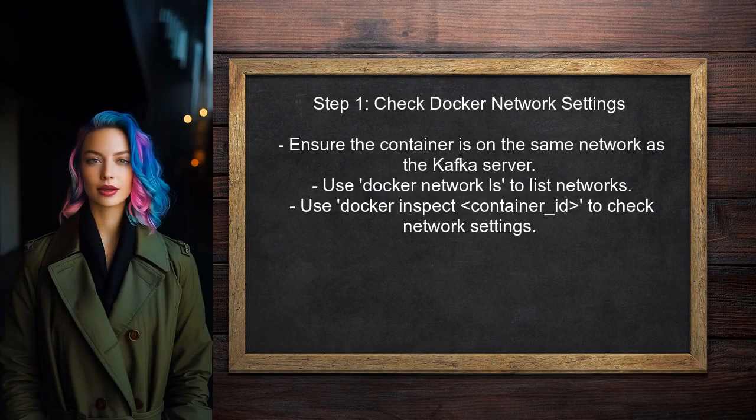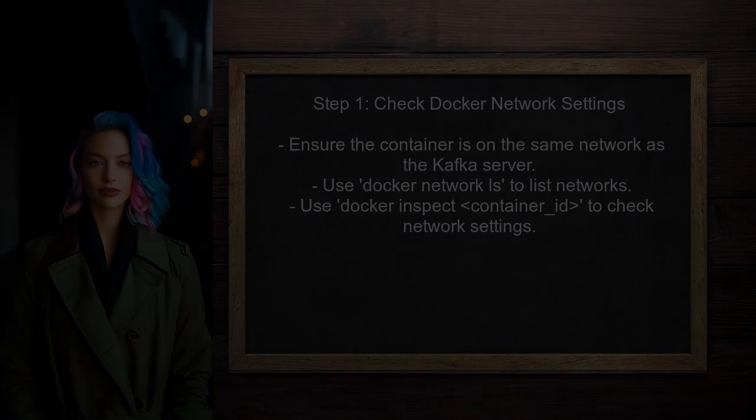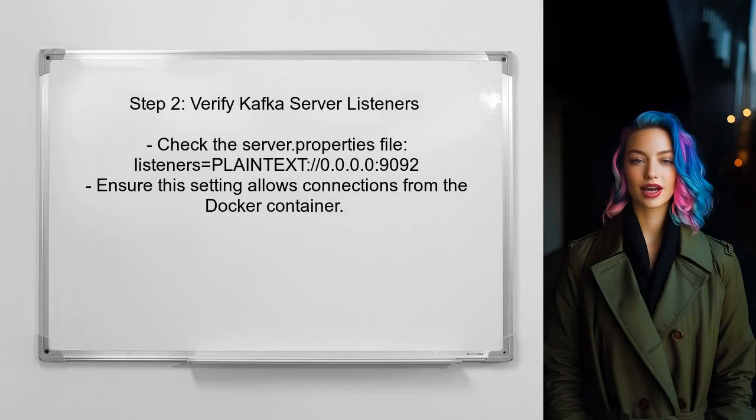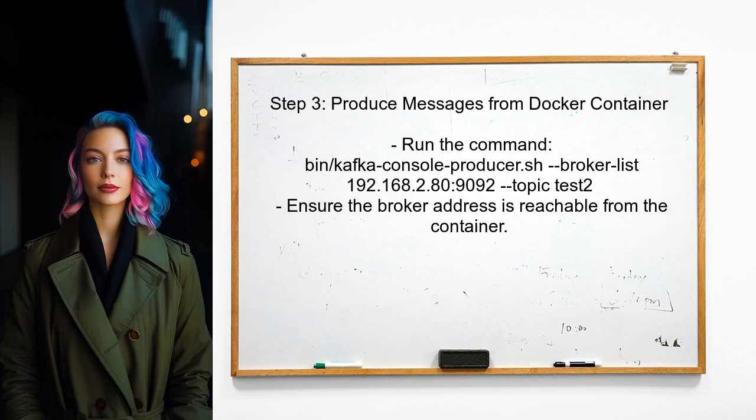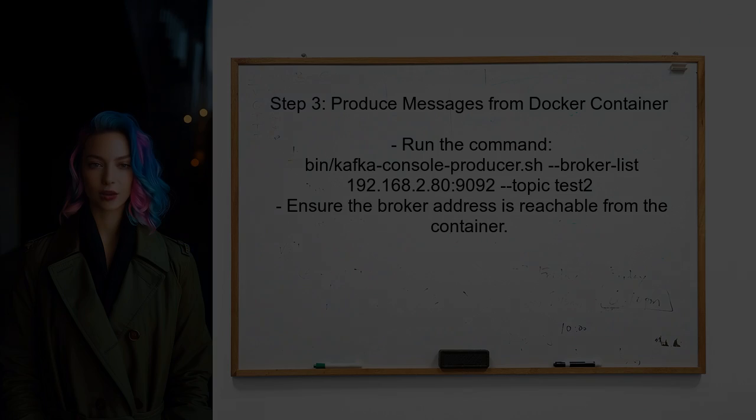To begin resolving the user's issue, we need to ensure that the Kafka server is accessible from the Docker container. The user should check the network settings of the Docker container. Next, the user should verify that the Kafka server's listeners are correctly configured. The current configuration allows connections from any IP address, but we need to ensure that the Docker container can reach it. Now, the user should try producing messages using the Kafka console producer from within the Docker container. They need to specify the correct broker address.